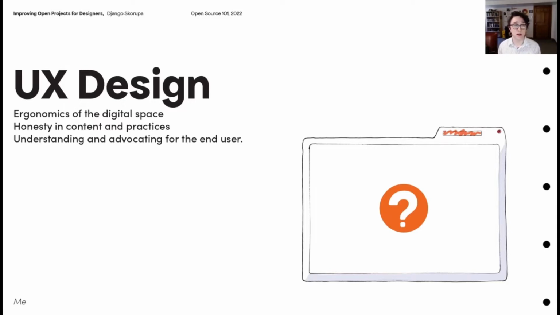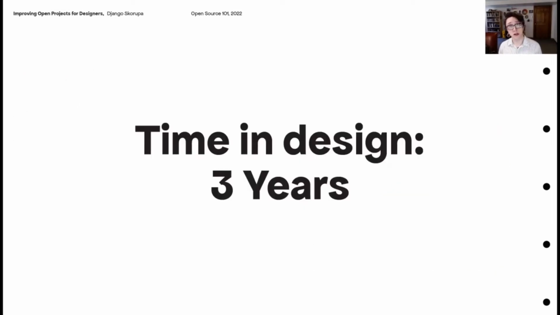And to do that, we use honesty in content and practices. Our materials are usually the same. It's almost entirely digital. So honesty of copy, honesty of design practices, honesty that what you see and interact with is actually what's going to happen for you is extremely important. And we do that the exact same way we work in industrial design, by developing an understanding of the end user so that we can properly advocate for their needs during every step of the process. That is design.